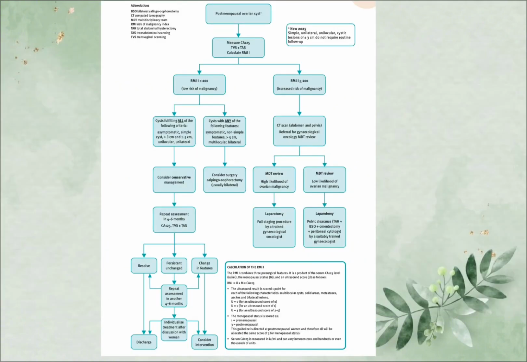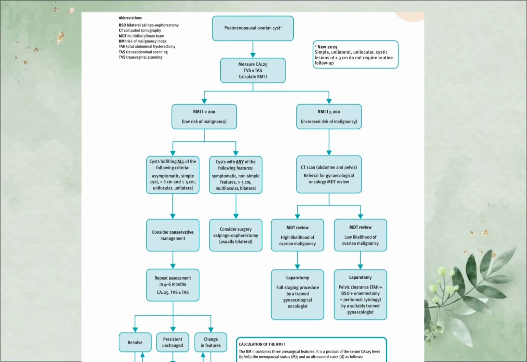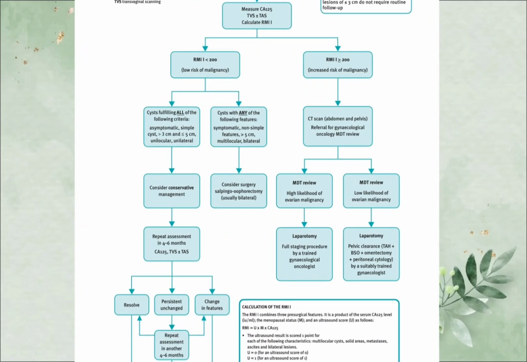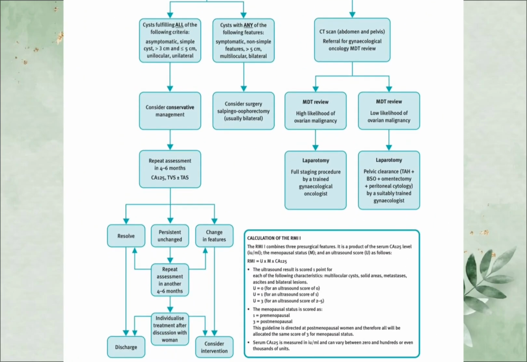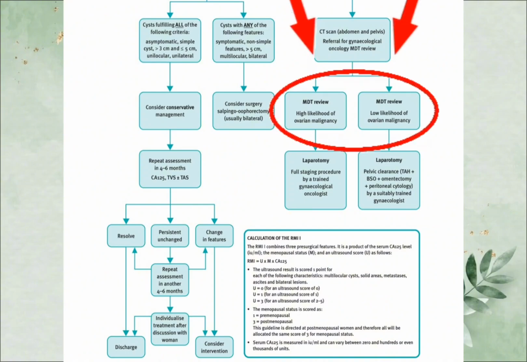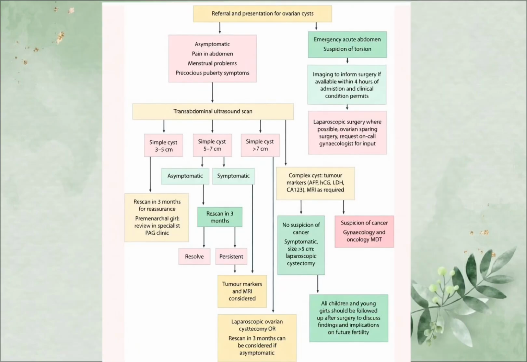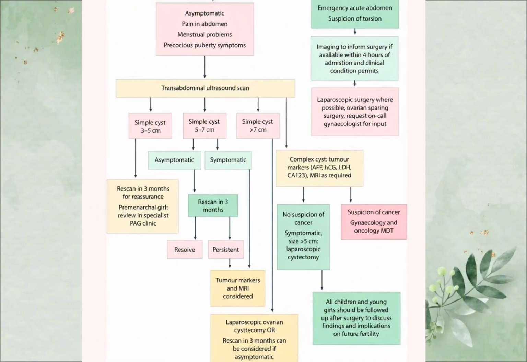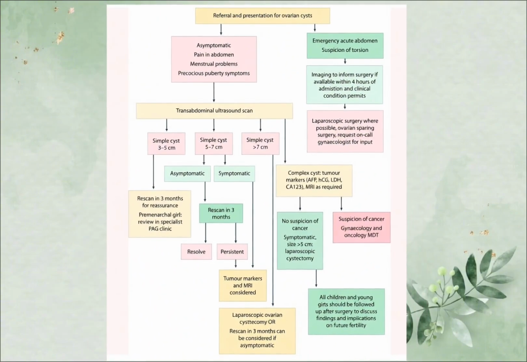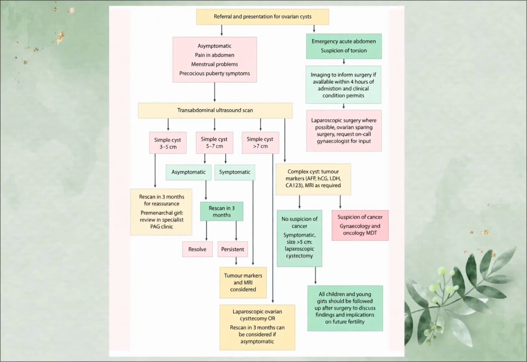And then questions from these flowcharts come, like in postmenopausal women, if there is low likelihood of malignancy, then who will operate, and if it is high likelihood of malignancy, then who will operate. In this flowchart, referral and presentation of ovarian cyst has been given, and this flowchart targets specifically younger population, and here are different sizes and how to approach the cyst and how to follow up the cyst.